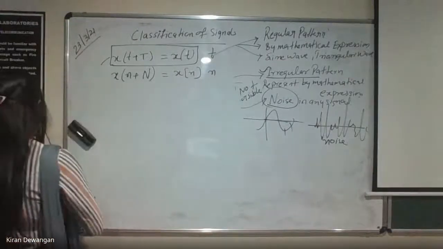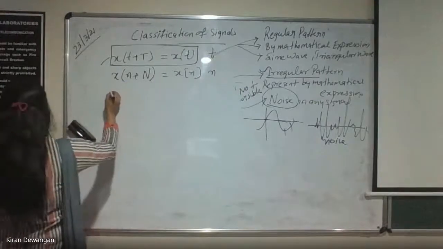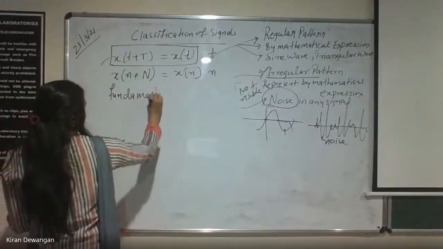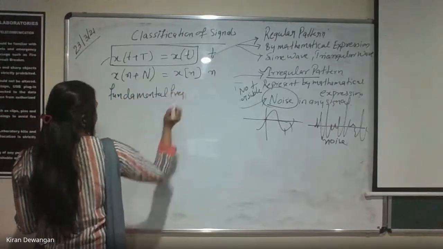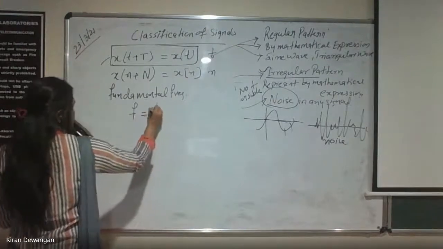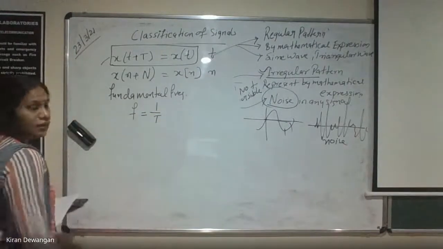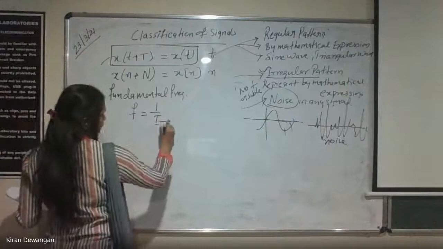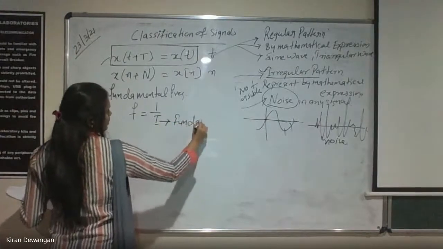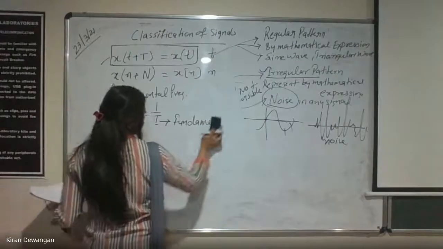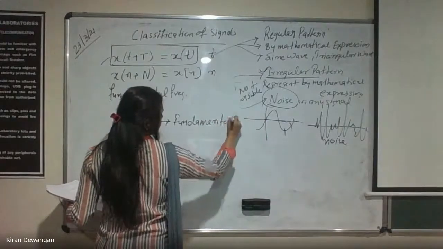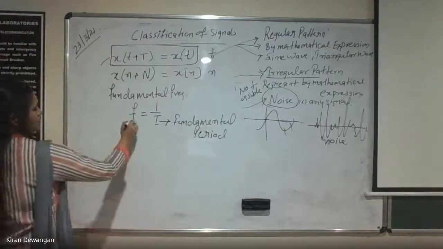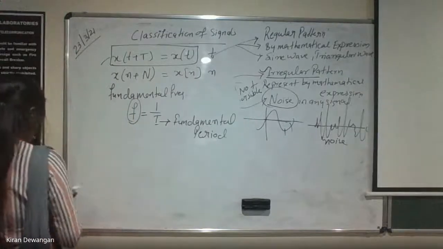Now, when we define the fundamental frequency, f, it is given by 1 by T. T is nothing but our time period. Okay? Even we call it the fundamental period. So this one is the fundamental period, and this f is the fundamental frequency.